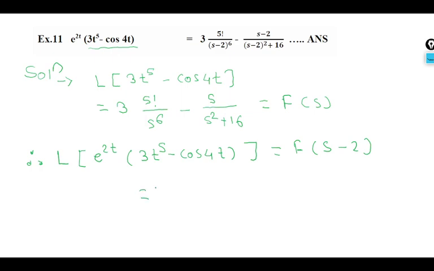So final answer will be 3 into 5 factorial divided by s minus 2 raised to 6 minus, see, every s we have to replace. Here this is a cos 4t, so we replace s by s minus 2: s minus 2 upon s minus 2 bracket square plus 16. That will be our final answer. No need to simplify, keep this as the answer. Okay, so that is the end of the question. These examples are very short, hardly 3-4 steps and you get the answer. So that's example 11.